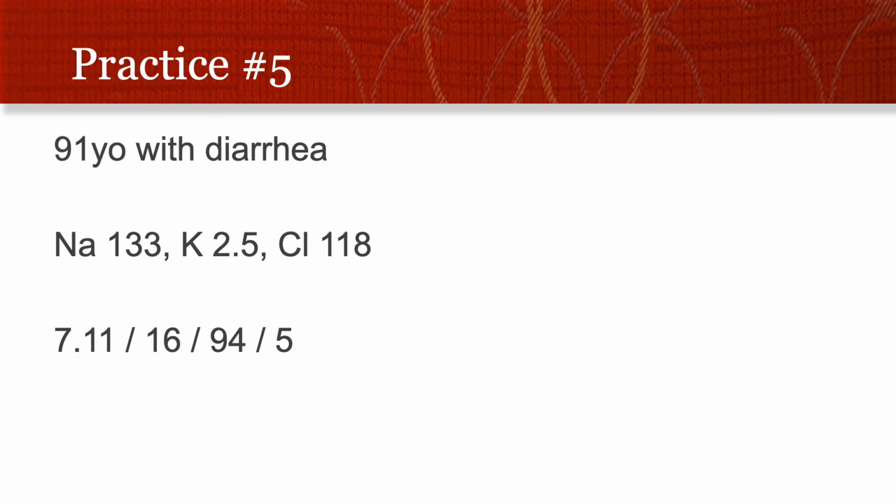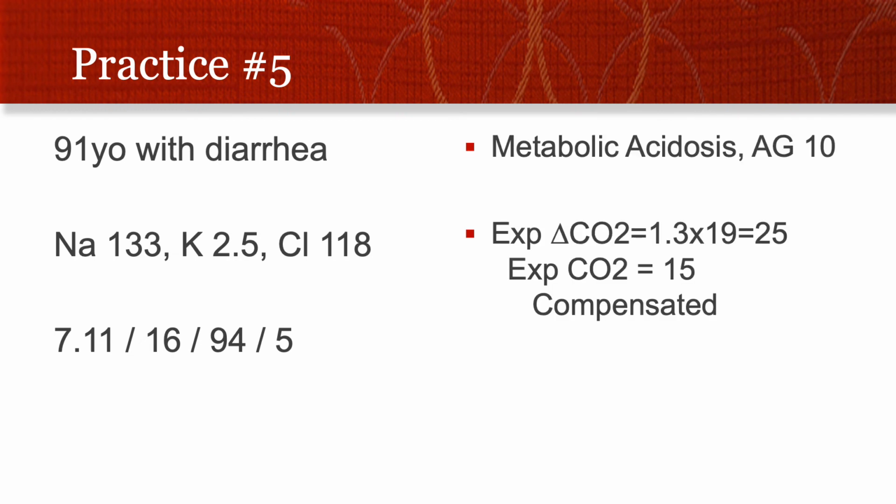Our next question is a patient who's older with diarrhea. Labs are shown there, and I encourage you to pause so that you can work this out on your own. In this case, we see that the patient is acidotic and that it's a primary bicarb problem or metabolic acidosis. The anion gap is 10, and so we don't have to do the delta ratio.